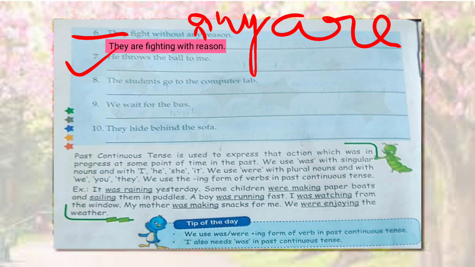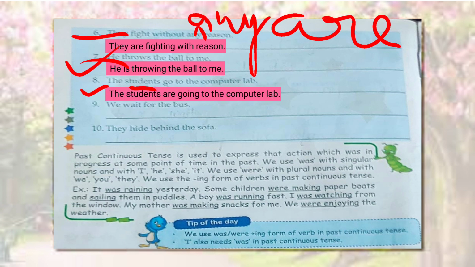The next one, seventh, he throws the ball to me. So what is the verb here? It's he, and we all know that with he, she, it we use is. Alright. So he is throwing the ball to me. Here, sentence number 8. The students is in plural form, so we will use here are. The students are going to the computer lab.